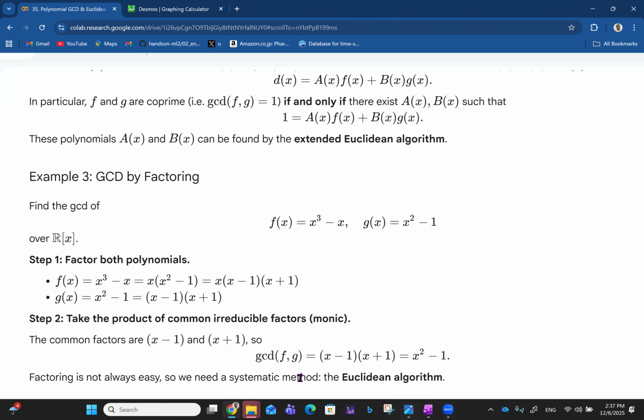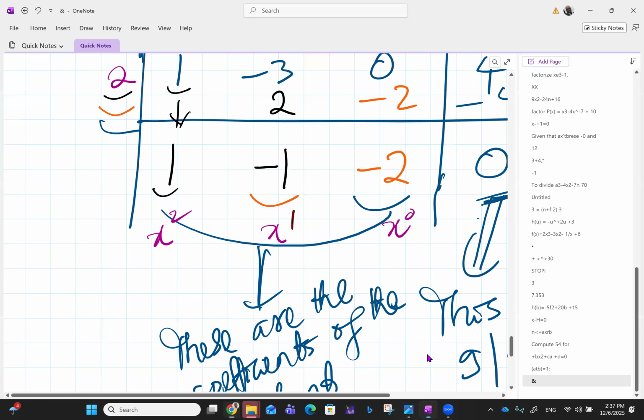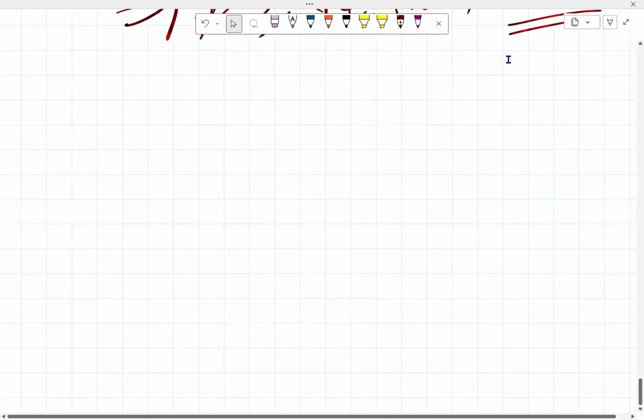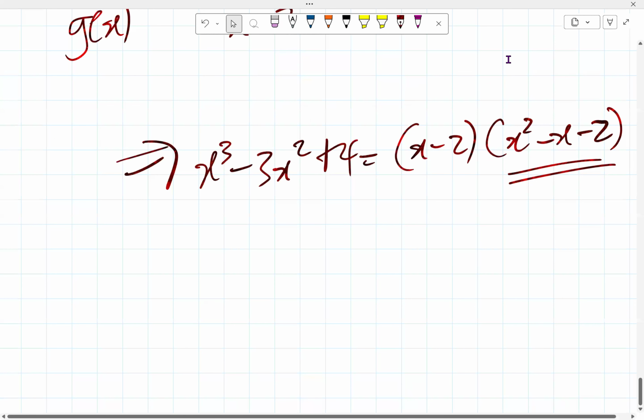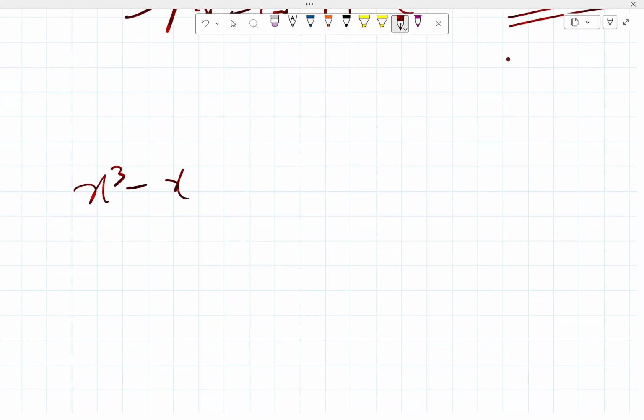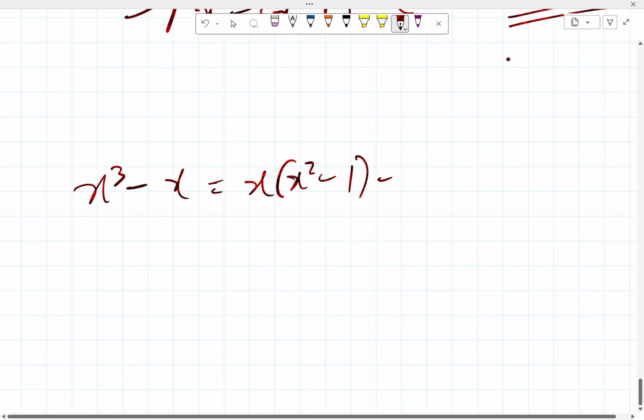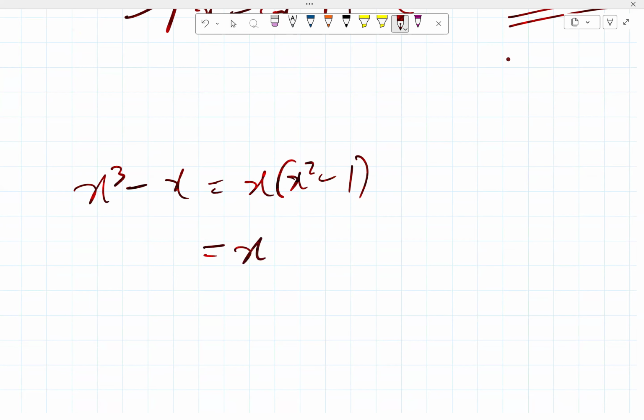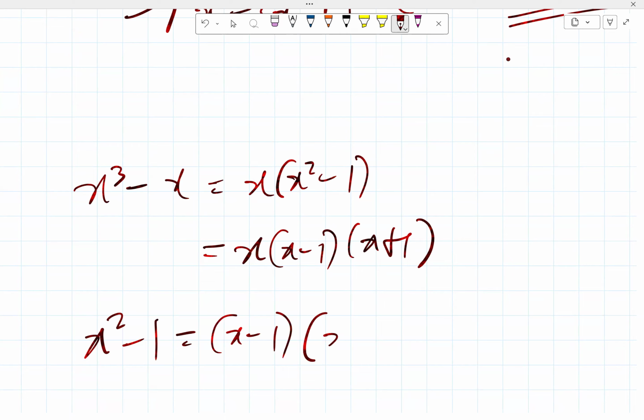Factoring is not always easy, so we need a systematic method, which is the Euclidean algorithm. In this case, we could factor very easily. A better way to demonstrate it: you have x cubed minus x and x squared minus 1. x cubed minus x is x into x squared minus 1, which is equal to x into (x minus 1)(x plus 1). On the other hand, we have x squared minus 1, which is simply (x minus 1)(x plus 1).